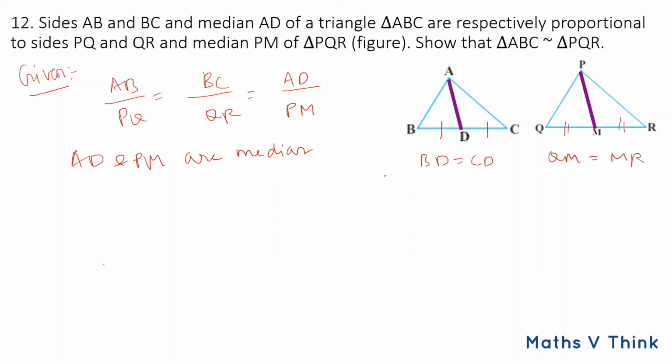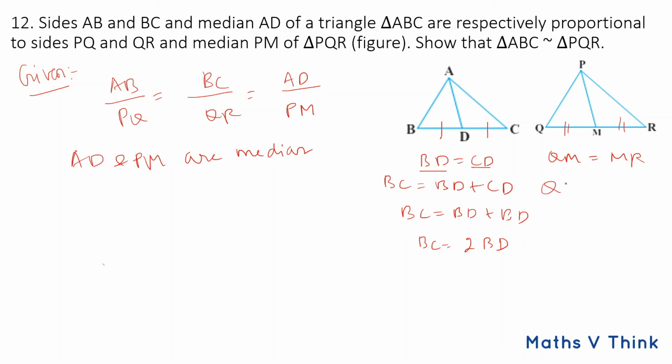Now I can tell BC is equal to BD plus CD. So now instead of CD, can I write BD? Why? Because they both are equal. So BC is equal to BD plus BD. So BC is equal to 2BD.